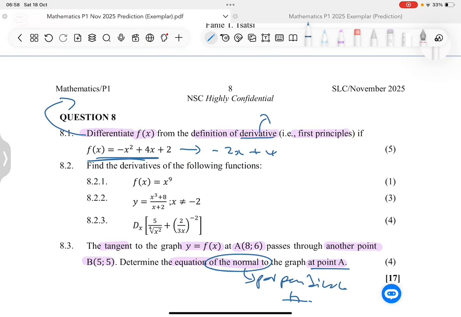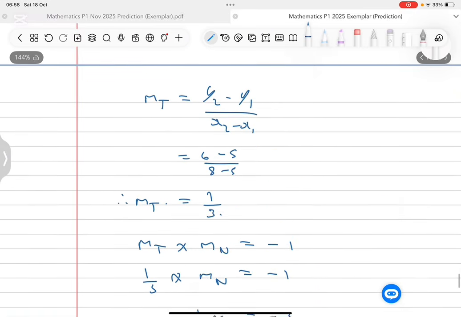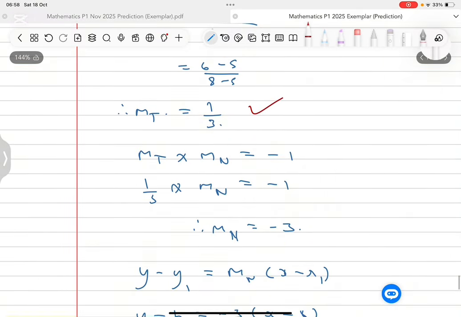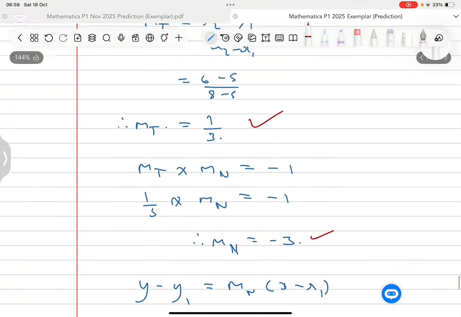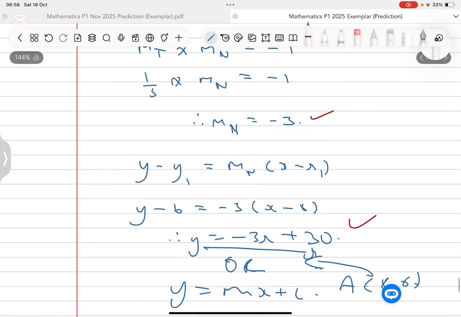Now, this question will be worth 4 marks. The very first mark that you're going to be awarded here is to find the gradient of the tangent, then finding the gradient of the normal line. And the substitution here really would give you 1 mark, and you'll get the final mark there for finding the equation of that line.